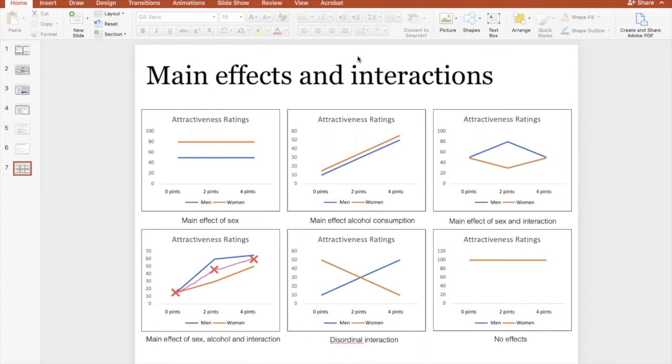All right, and finally, if you have no interaction, you might see a plot that looks like this, where attractiveness ratings for men and women are exactly the same at 0, 2, and 4 pints. No main effects and no interaction. Now, this is an exercise that I recommend you practice. It's definitely good to understand how to visualize figures like these and assess if we have any sort of main effects or interactions. This is also something that I would expect to see on a quiz or an exam.